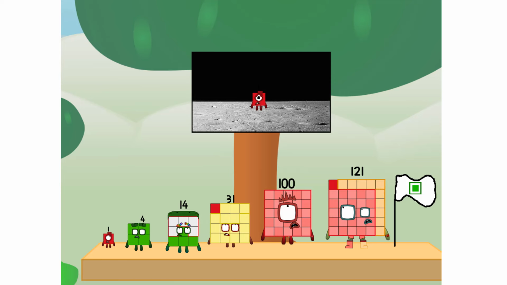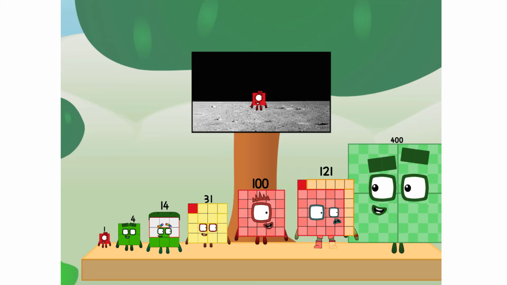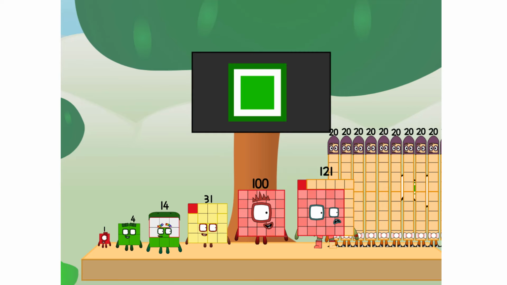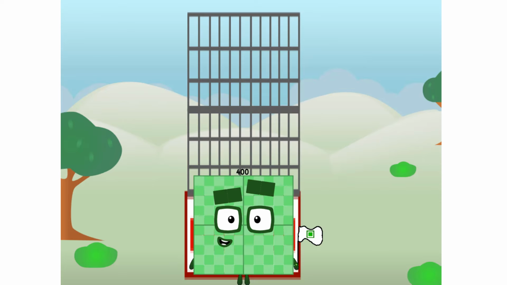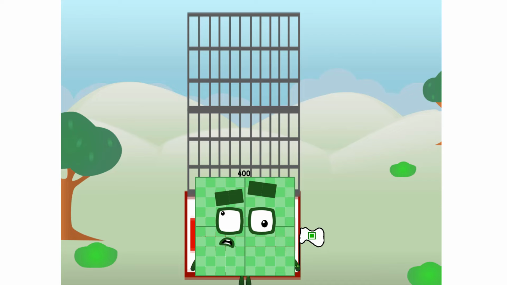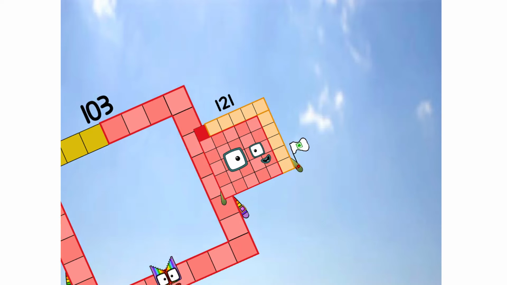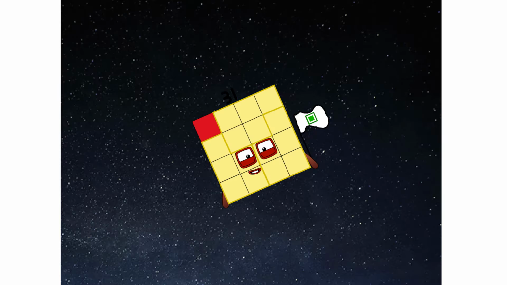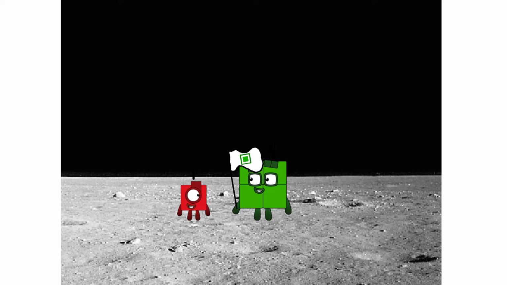Numberland, we have a problem. I forgot the flag. Don't worry, little one. I'll take care of this. 91. And I promise. No rockets. Square power only. Chew. Chew. Hello. Looking for this?